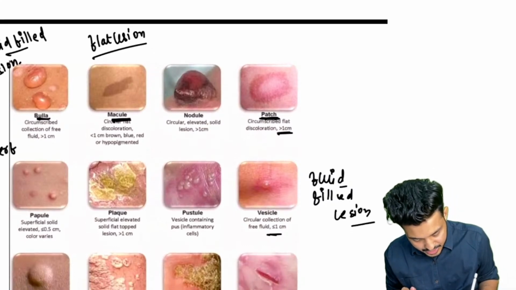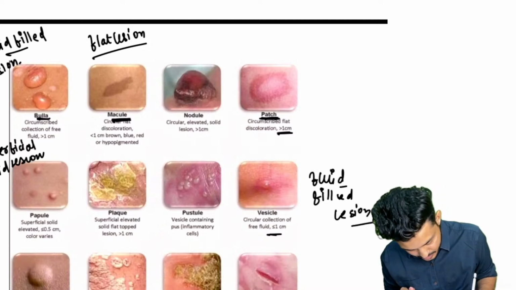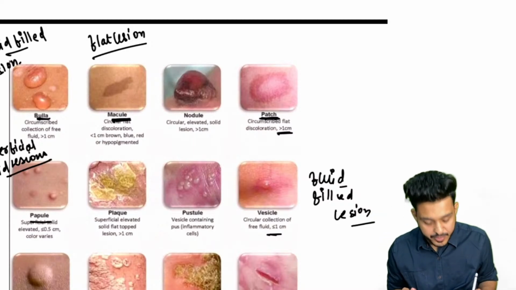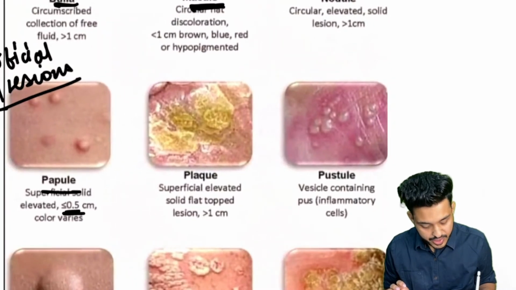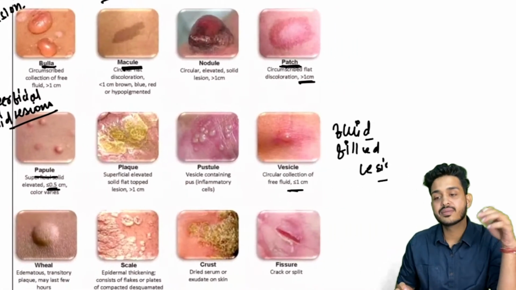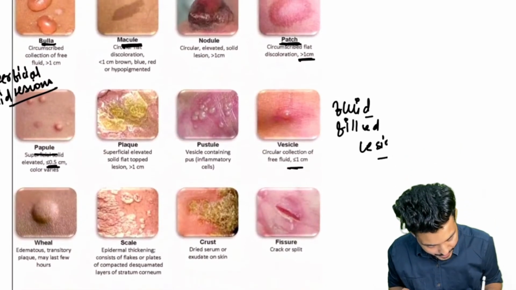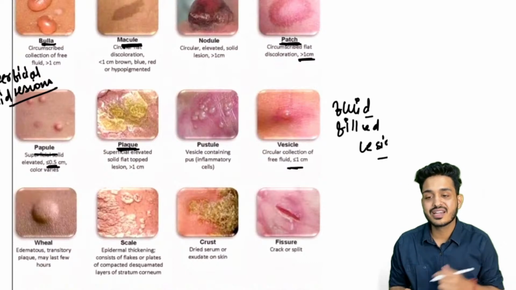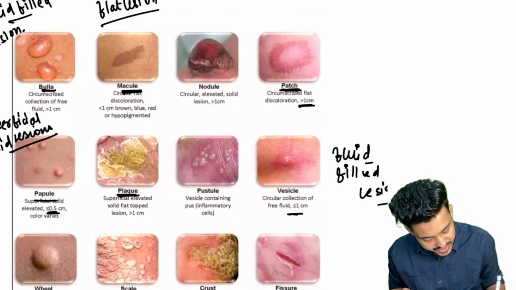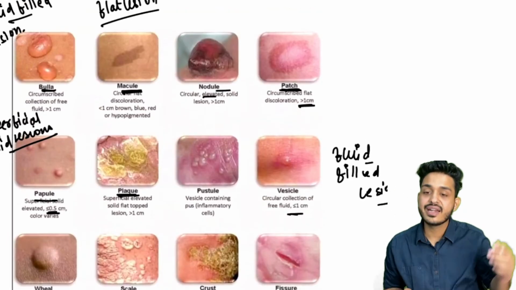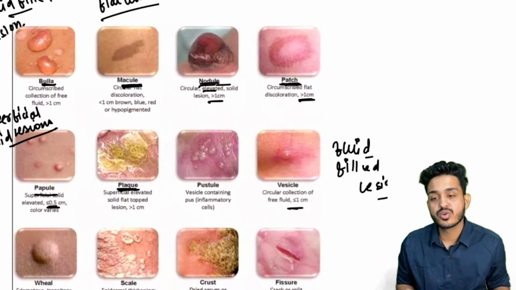Let's talk about superficial solid lesions. This is your papule. Papule is a superficial solid lesion less than 0.5 centimeter. If it is more than 1 centimeter, we call it plaque. ठीक है, अगर ये 1 centimeter से बड़ा होगा, then we will call it plaque. After that, if it is a circular, elevated and deep lesion, we call it nodule. It is also more than 1 centimeter.